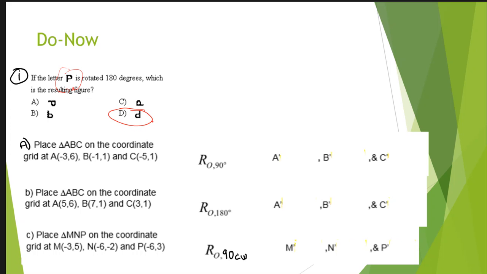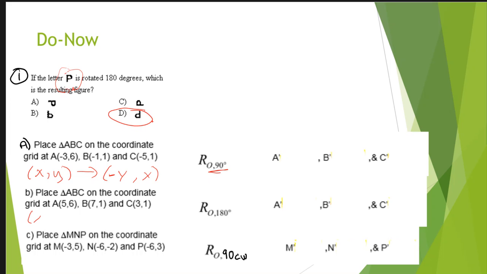Next one, triangle ABC in the coordinate plane. This is saying 90 degrees. Again, if it doesn't indicate a direction, the default is counterclockwise. So hopefully you wrote down the rules last week from the rotations video, but I'll write them down here. When it's 90 degrees counterclockwise, they switch places, and once they switch places, the new y value will be a negative.